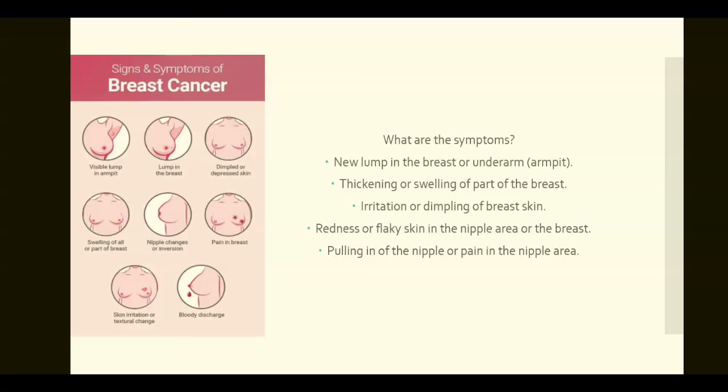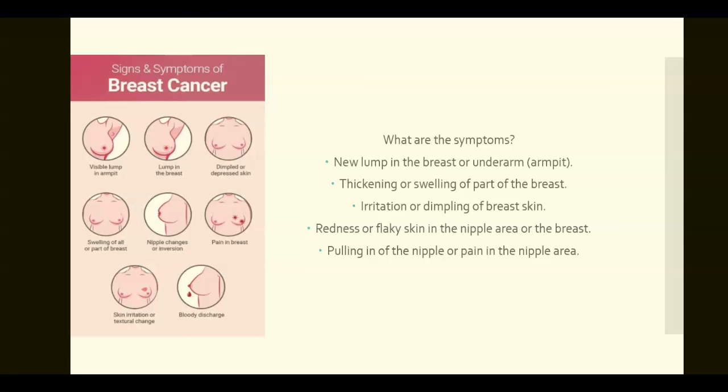On the other side, you see a picture. We've talked about the visible lumps in the armpit. We did not talk about the pain in the breast and the blood discharge. When blood is coming out of your breast, that's a symptom of breast cancer.